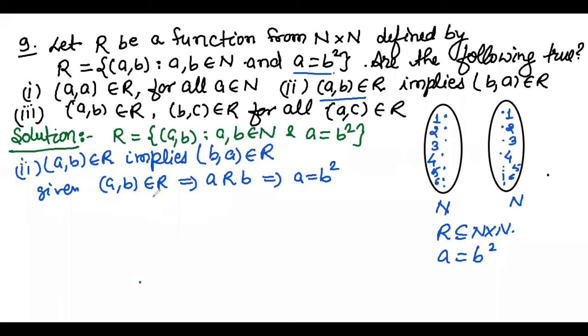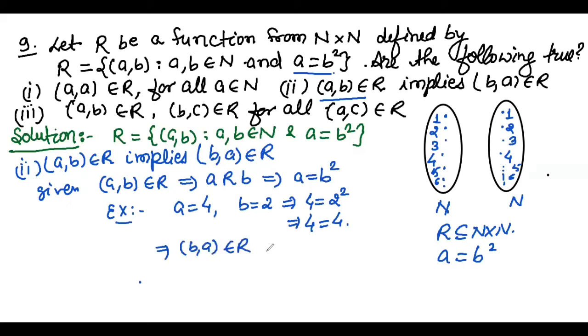No, this is not true. So when AB belongs to R means A is related to B, means A equals to B square. One example I am taking here, if I am taking A equals to 4 and B equals to 2. So this portion is given, means true portion. So A is 4 and B is 2, so it is 2 squared. Yes, it is true, 4 equals to 4. But we have to show that B also belongs to R. So according to that, we can write BA. BA also belongs to R means we have to write here B equals to A square.